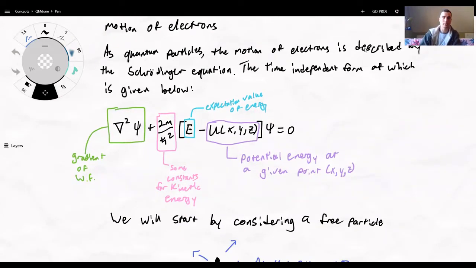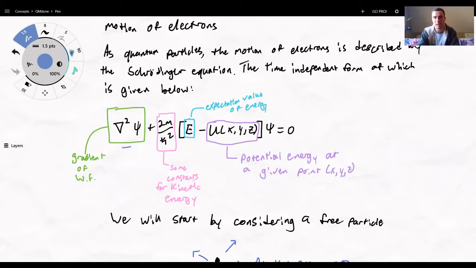There are a few different parts of it. We have this part in green, which is the gradient of the wave function. Hopefully you're familiar with what a wave function is, but if you're not, the wave function is essentially just a function, usually a sine or cosine sort of deal, that describes the motion of the particle. Then you can take the wave function squared and get the probability density of finding an electron in any given spot. So that's what the wave function is.